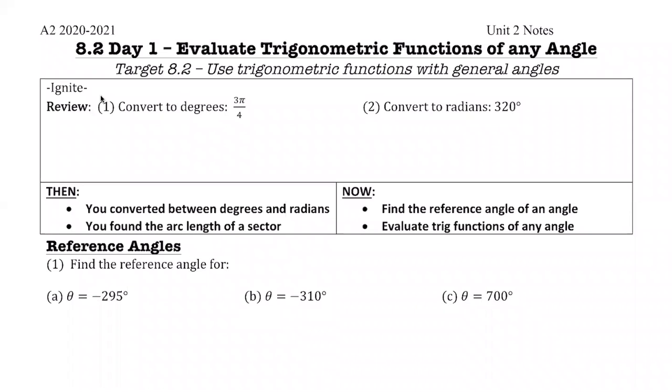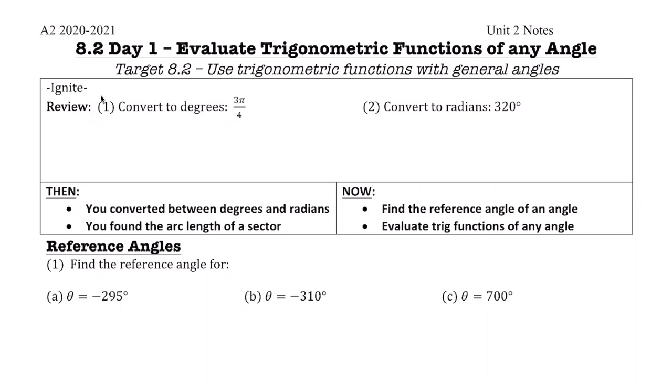Hello, everyone. Today we are going to be talking about evaluating trig functions, which we've already done, but we're going to be able to do it now of any angle that we see. And we're going to combine our knowledge of both right triangles and finding angles on a coordinate grid, and use that to our advantage to find different measurements of angles.